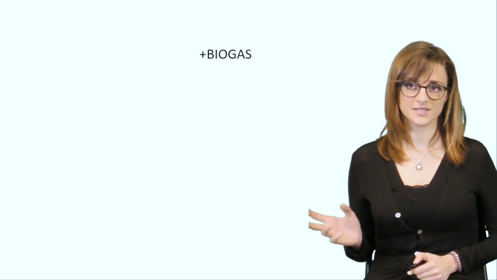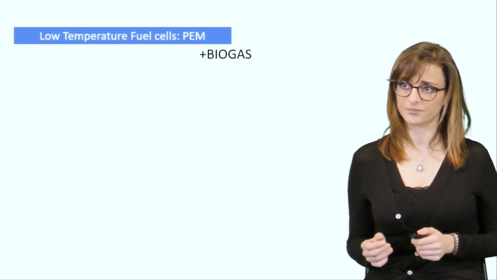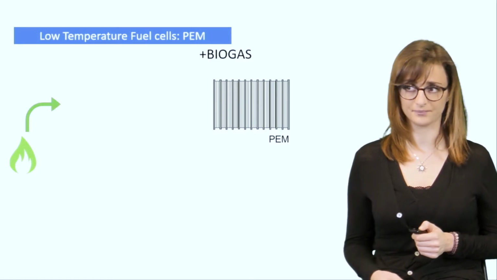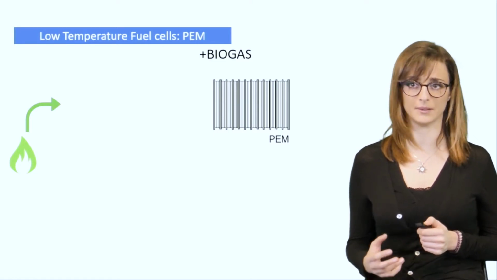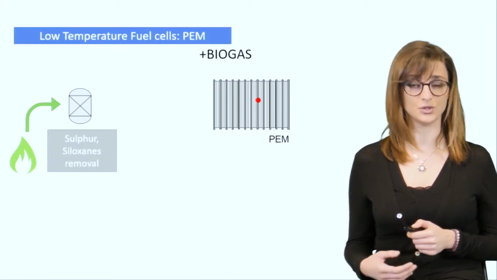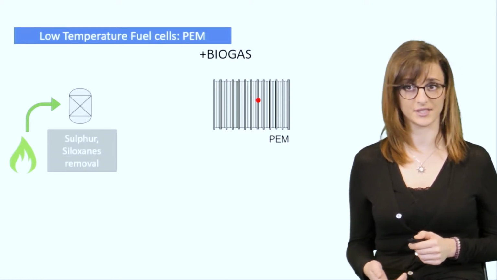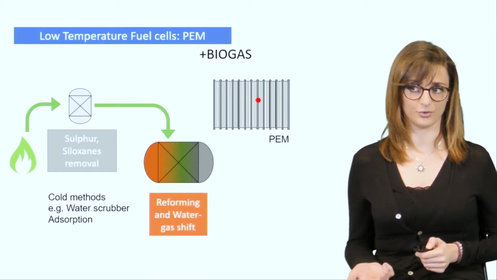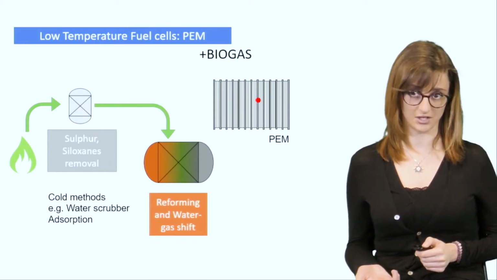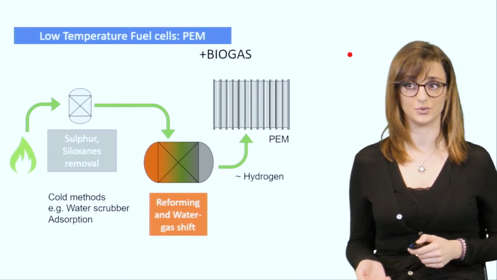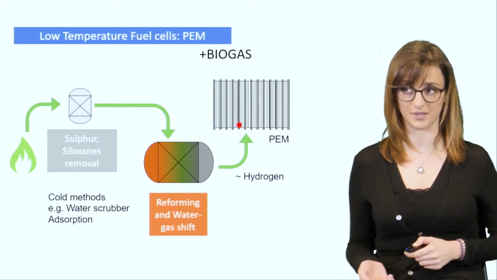Looking at a system layout scheme, in the case of polymer electrolyte membrane, our system will be made of a gas cleaning stage, again to remove completely sulfur and siloxane, and then we have the reforming and water gas shift stage so that we can feed hydrogen to the polymer electrolyte membrane.